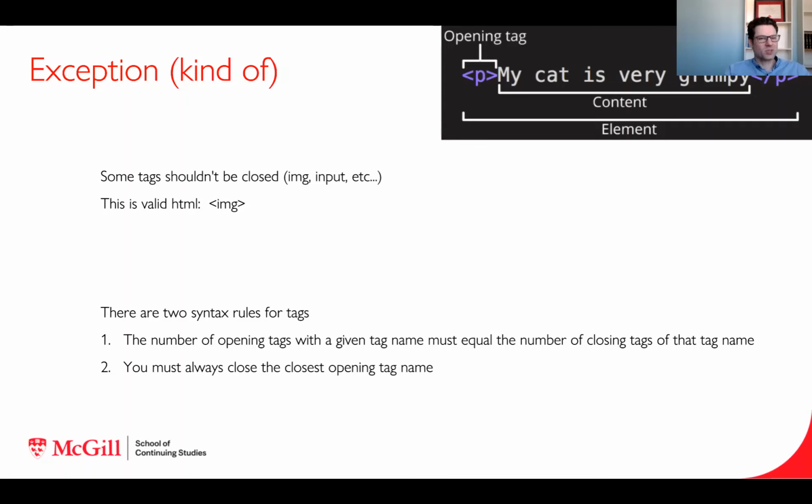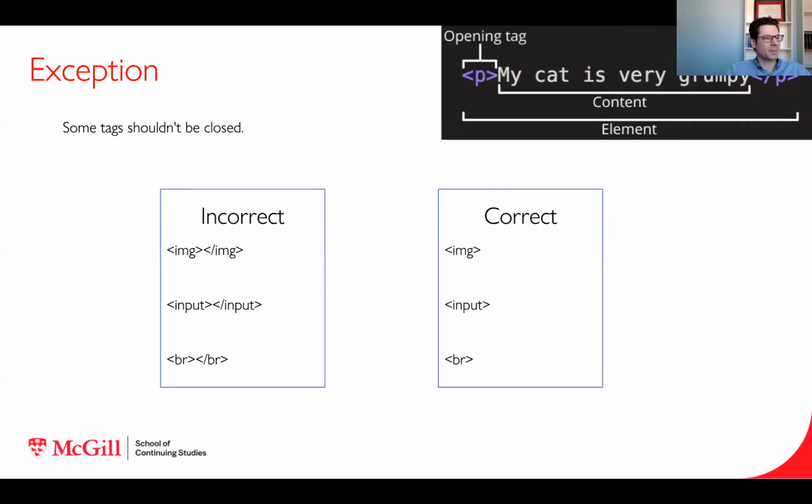There are a few others. So there's BR, there's IMG, there's input. Input's another important one. I can't think of any others off the top of my head. They're very rare, and once you start doing web development, you'll just memorize them very quickly. And if you forget, it doesn't matter. So for example, you never close IMG, you never close input, you never close BR.